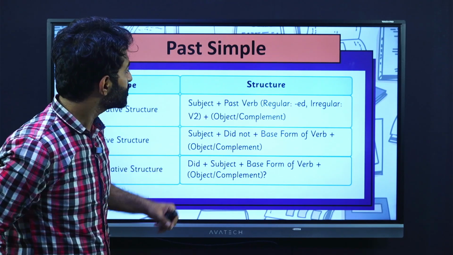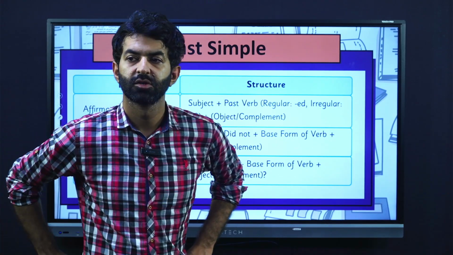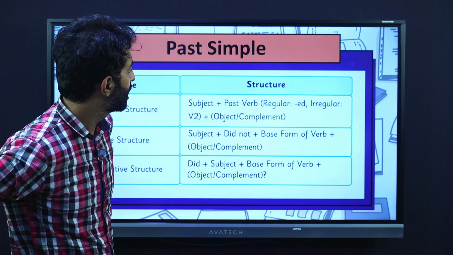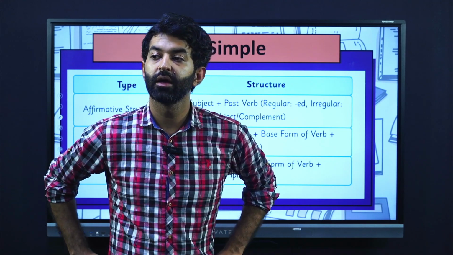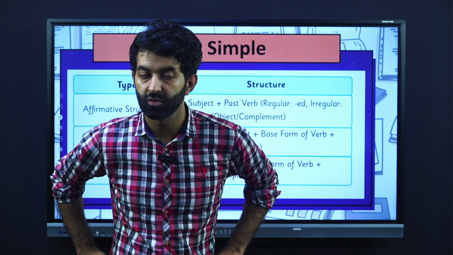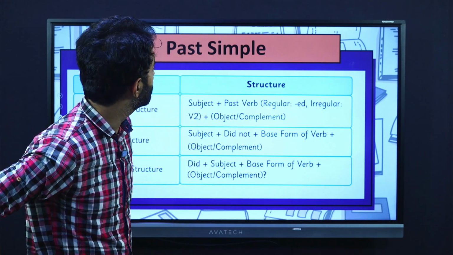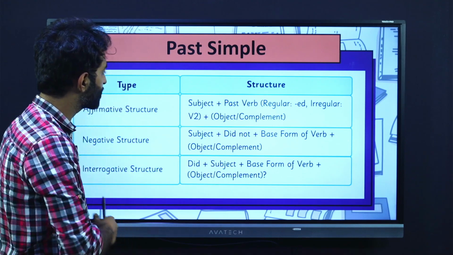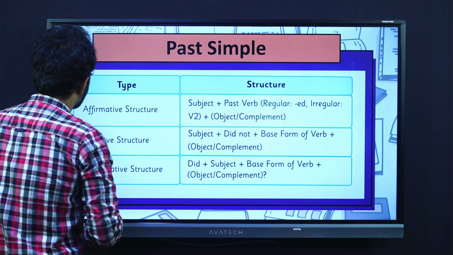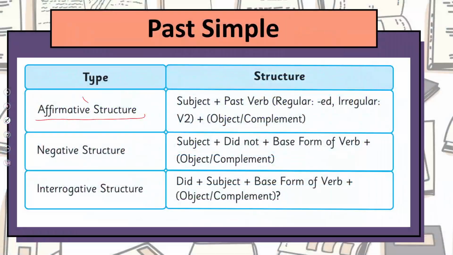All right, let's start with past simple. It's very easy. I hope that this lecture will prove to be a revision lecture. So you have to be very much active, and if you have any confusion, you can note that down. Note the structure. Here goes your affirmative structure.